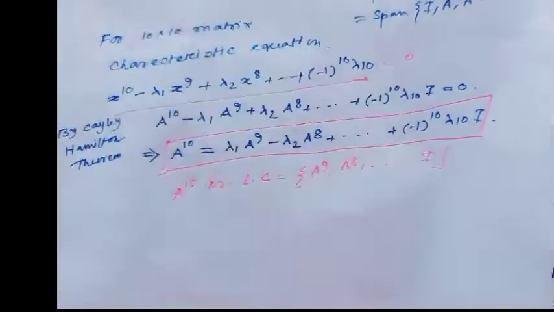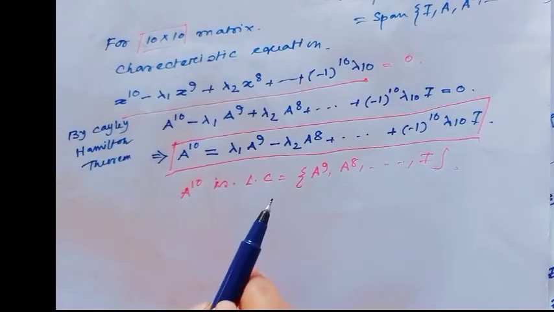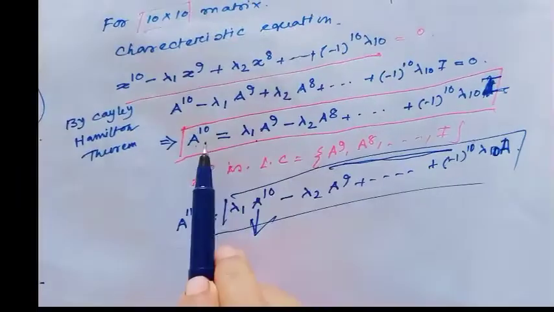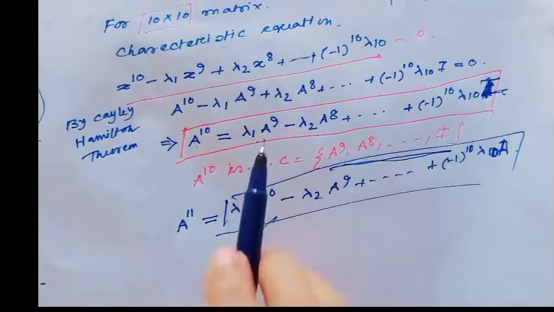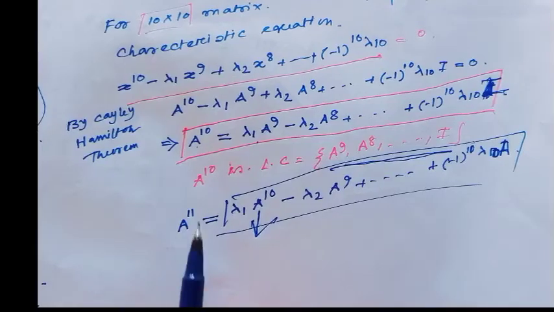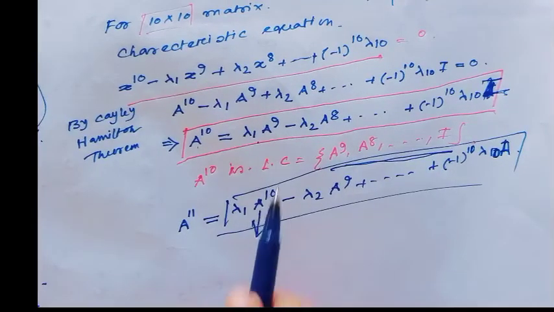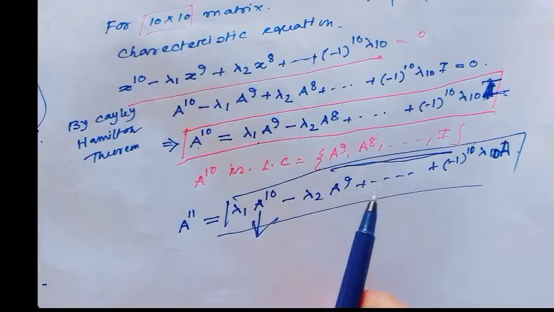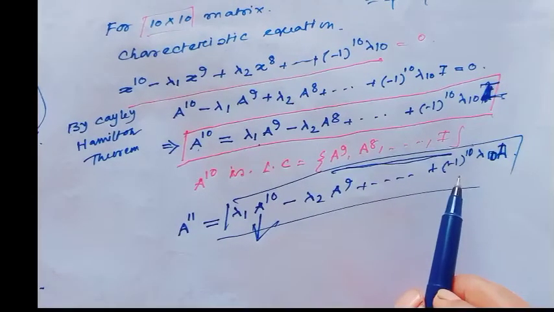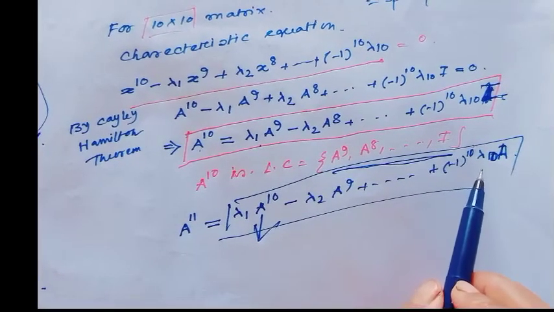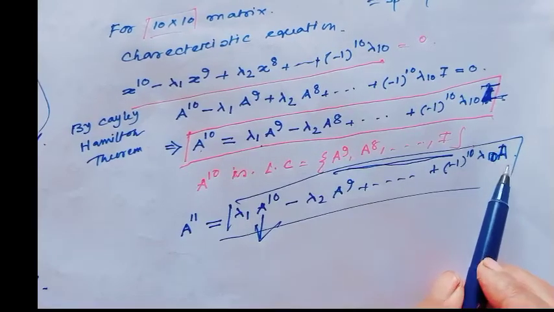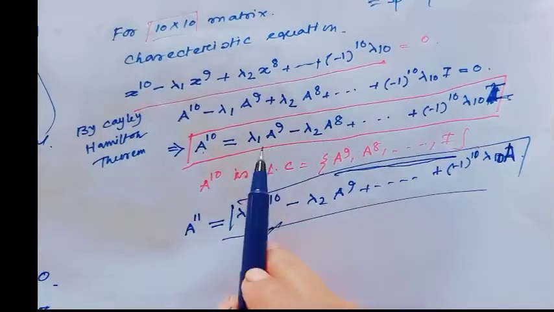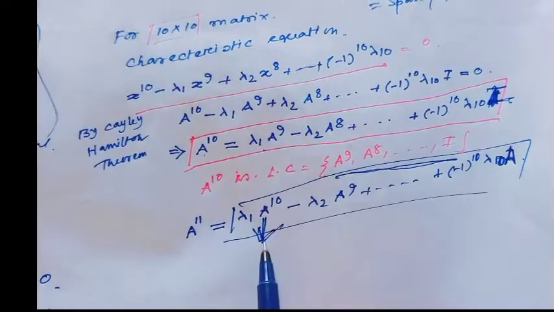That means since a to the power 10 is a linear combination of these vectors, similarly multiply this equation by a, then I will get a to the power 11 equal to lambda 1 times a to the power 10 minus lambda 2 times a to the power 9, and this would continue, and here would be minus 1 to the power 10 times lambda 10 times a. And here, since a to the power 10, just put the value here.